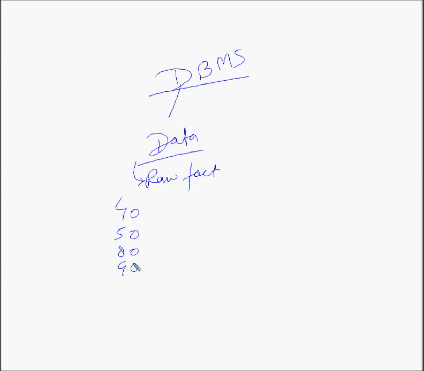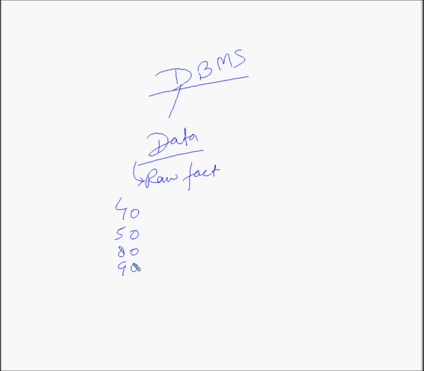You cannot say anything about this. Somebody may say it is a number, but it could be some marks of some student. It could be some quantity of some product. It could be some price of the product, right? So I cannot say anything about this data. So we can say it is the data. It is the raw fact, right?